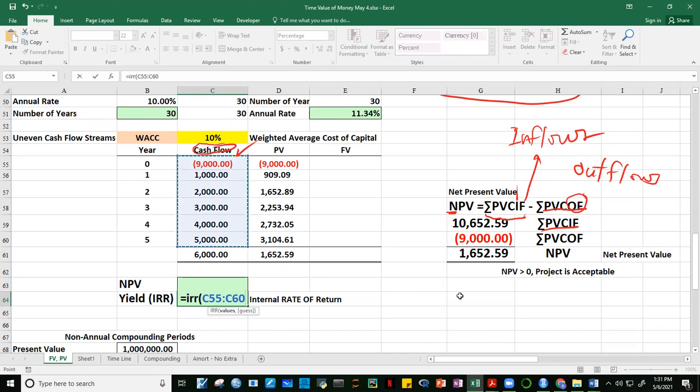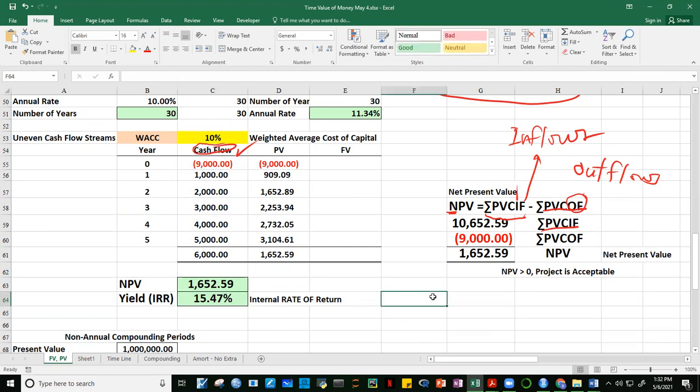Then guess, just ignore the guess, no? Okay. So what do you get, guys? Did you get 15.47%? I hope you did, guys. Kasi ito yung internal rate of return. Ang ibig sabihin nito, guys, ito yung return ng project. So is this acceptable? Acceptable ba siya? Yes, acceptable siya. Bakit? If IRR is greater than the WACC, yun ang basis dyan.